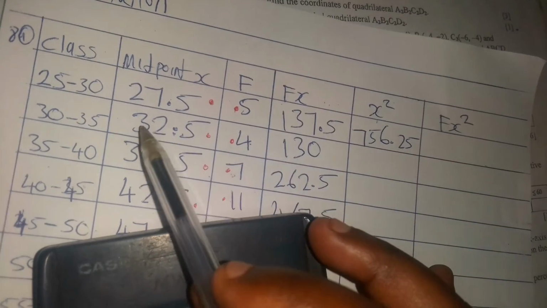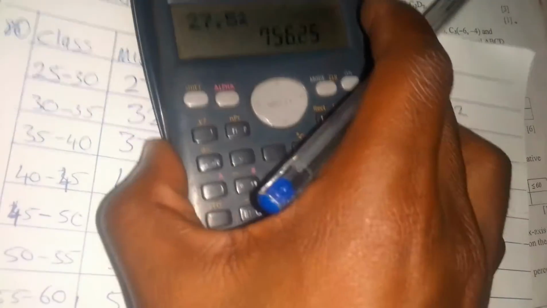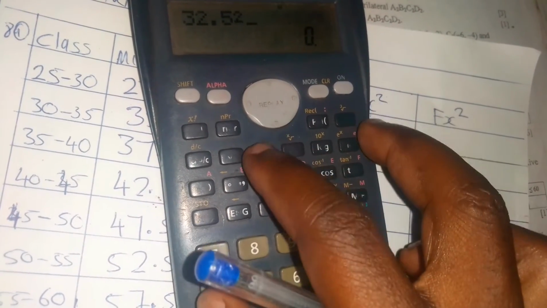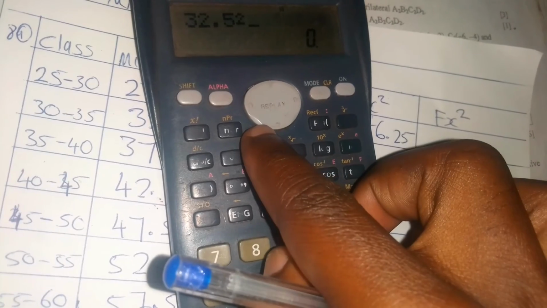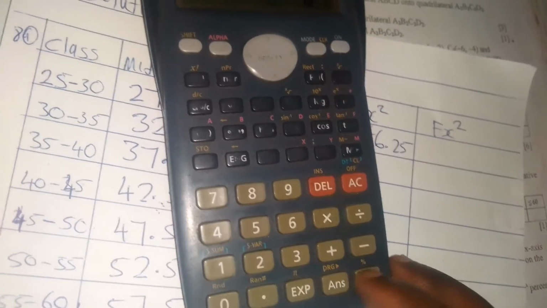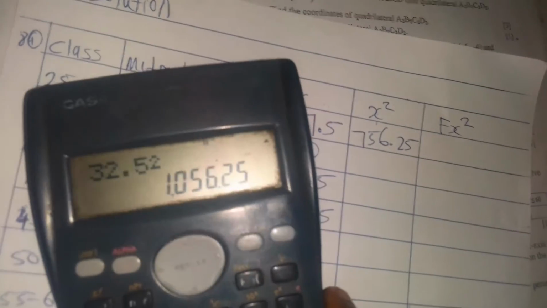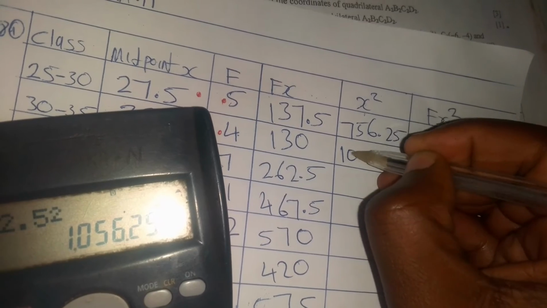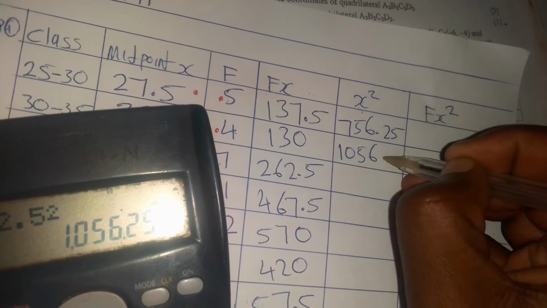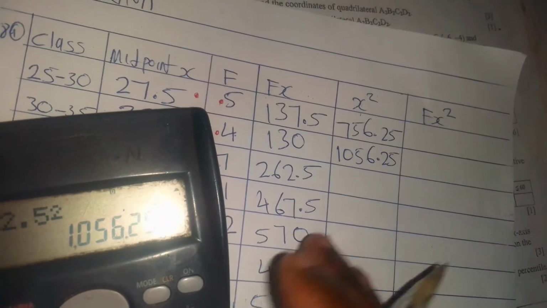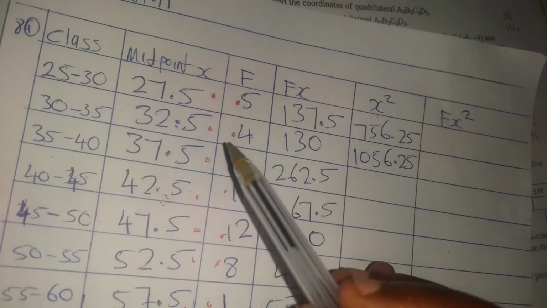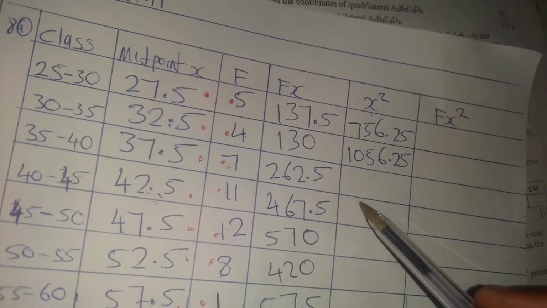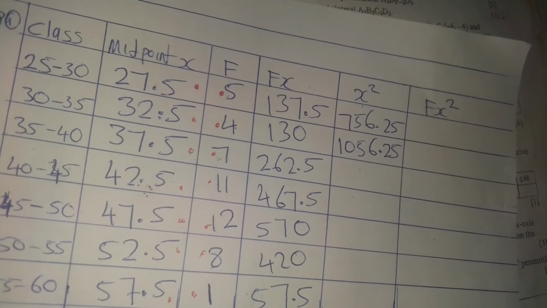Then you go on 32.5, you square it. Remember it's x squared, meaning 32.5, then you square it. Then equals, you get 1056.25. Okay, from here now you'll be doing the same. You square 42.5, you put the answer there until you finish your box.